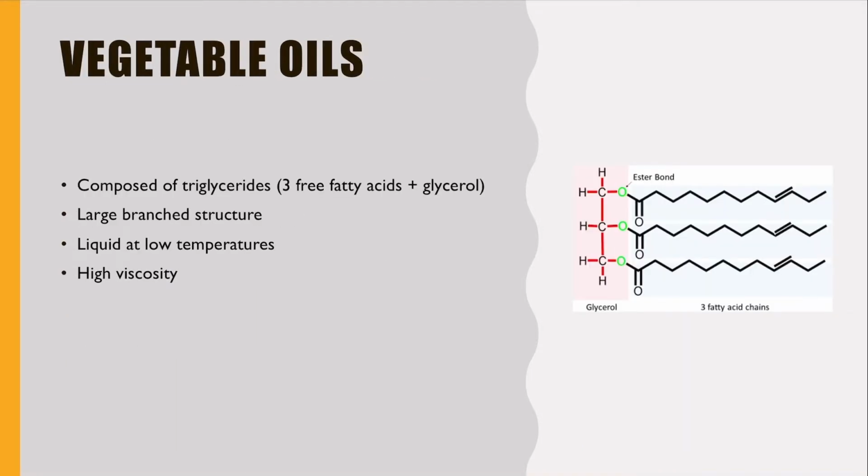So we'll start off with what is the structure of vegetable oil. Vegetable oil is composed of triglycerides. Triglycerides are esters formed by the reactions of three free fatty acids, which have a hydrocarbon chain in a functional group, plus glycerol. Glycerol provides the three-carbon backbone, and the fatty acids provide acyl groups. The molecular structure of vegetable oil is large and branched. Vegetable oil remains liquid at fairly low temperatures due to the predominance of unsaturated fatty acids and has a high viscosity.